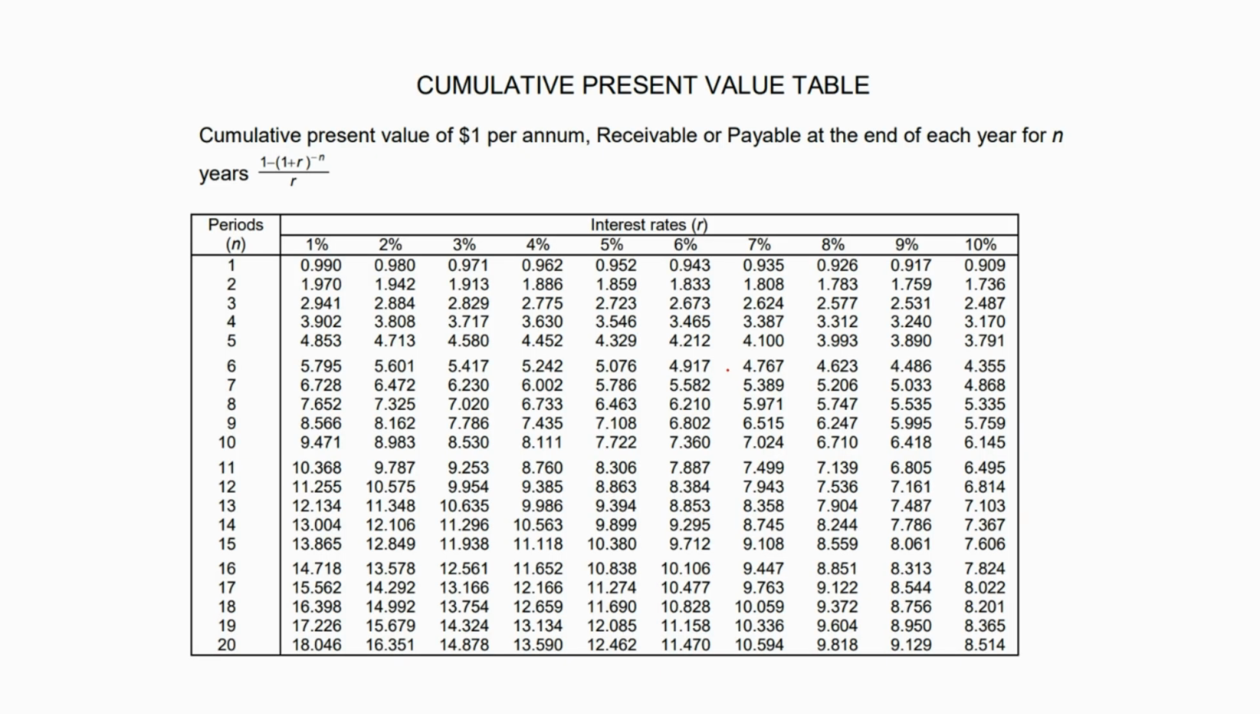So here is the cumulative present value table. This is not the present value table we discussed under discounting. This is the cumulative present value table. This is the table we are going to use for annuity. As you can see, here is the annuity factor.